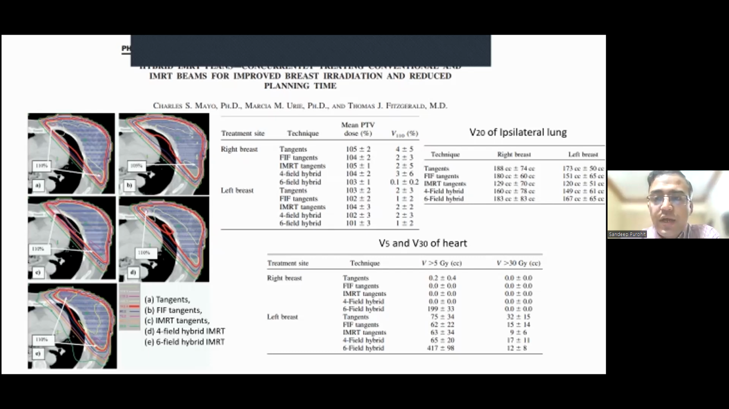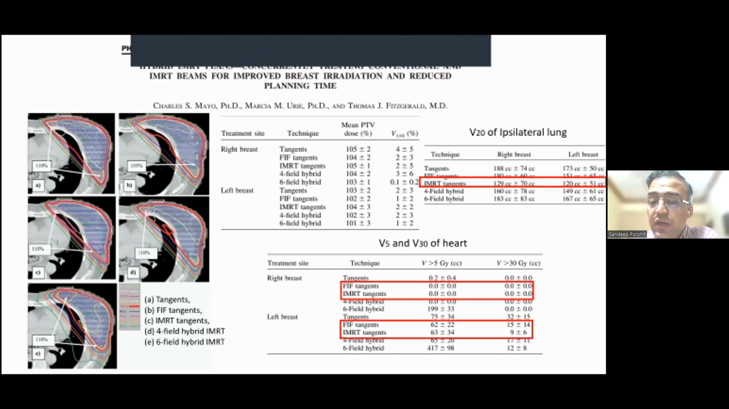IMRTs. So in this, they had observed that the mean PTV coverage by all the techniques were similar, but the doses to the lung, P20 of the lung, was significantly lower in the IMRT technique, and the V5 and V30 of the heart was very low, almost zero. But in patients with left breast cancer, the doses V5 and V30 with field-in-field and IMRT was lowest. So with IMRT, again, it was shown that the doses to heart and lung were subsequently reduced.